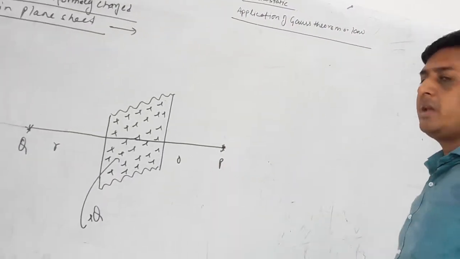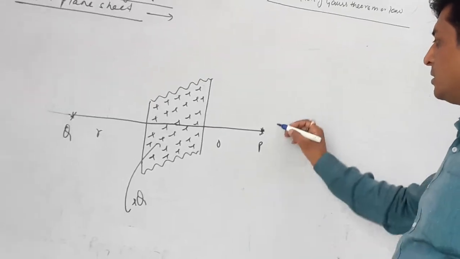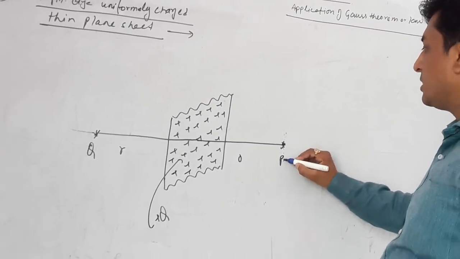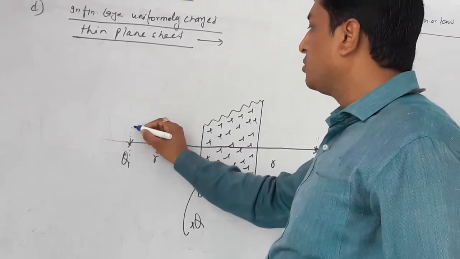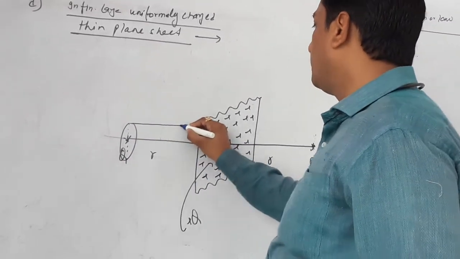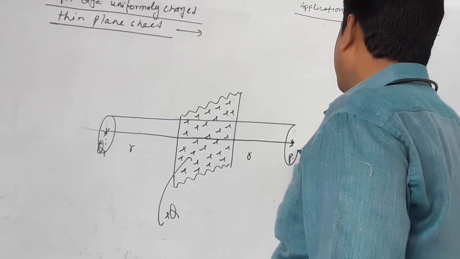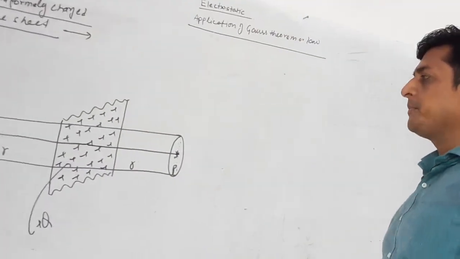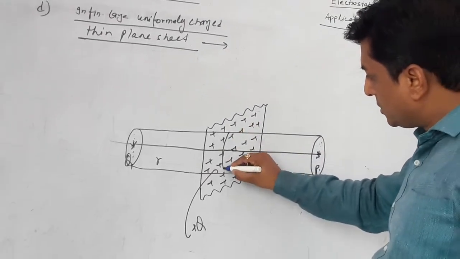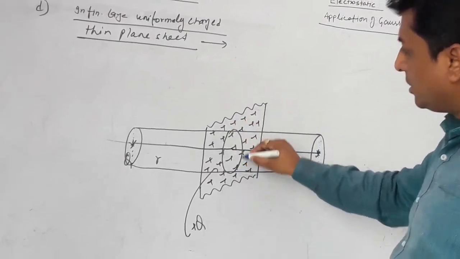Now, if you want to calculate intensity, you should draw a Gaussian surface. There are a number of points here which are at the same distance r, and here also a number of points at the same distance r. So if you draw the Gaussian surface, you will get a cylinder in this. Okay, this is the cross section which is inserted in this particular sheet.